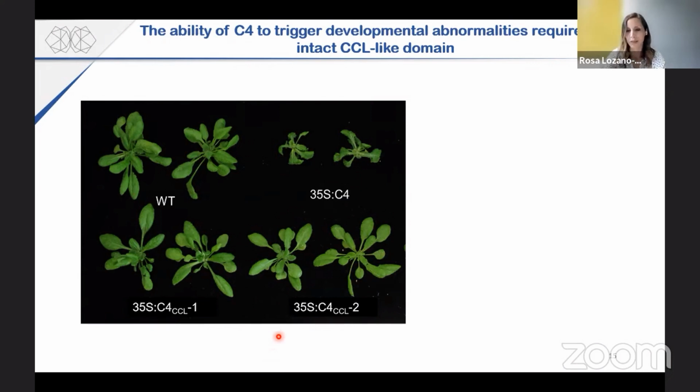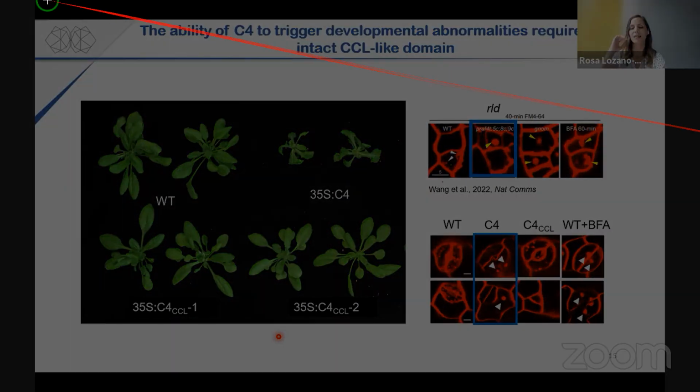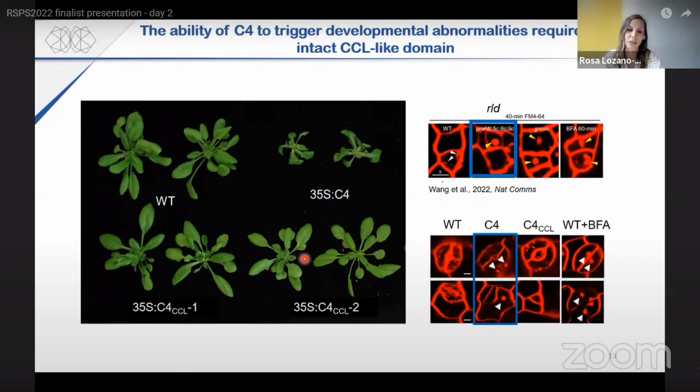And again, I don't have time to go into detail, but just as a snapshot, I can tell you that what is happening here, that is not happening here, is that the wild-type version of C4 can interfere with endomembrane trafficking, which we can visualize because of the appearance of these BFA body-like structures in the plant cells. And this does not happen when the C4 protein does not contain the CCL-like domain anymore. And these structures resemble the structures that appear in an RLD quadruple mutant, and therefore suggest that C4 is interfering with the function of the RLDs through this protein-protein interaction.